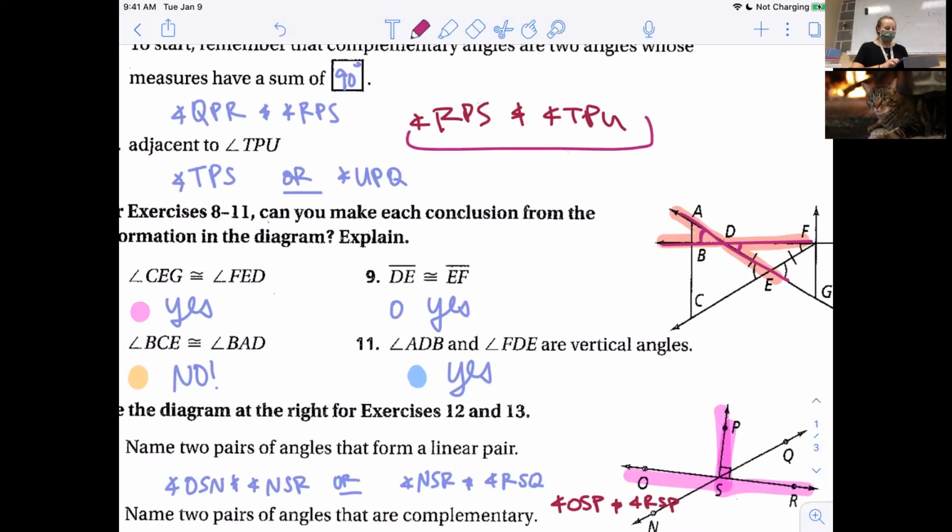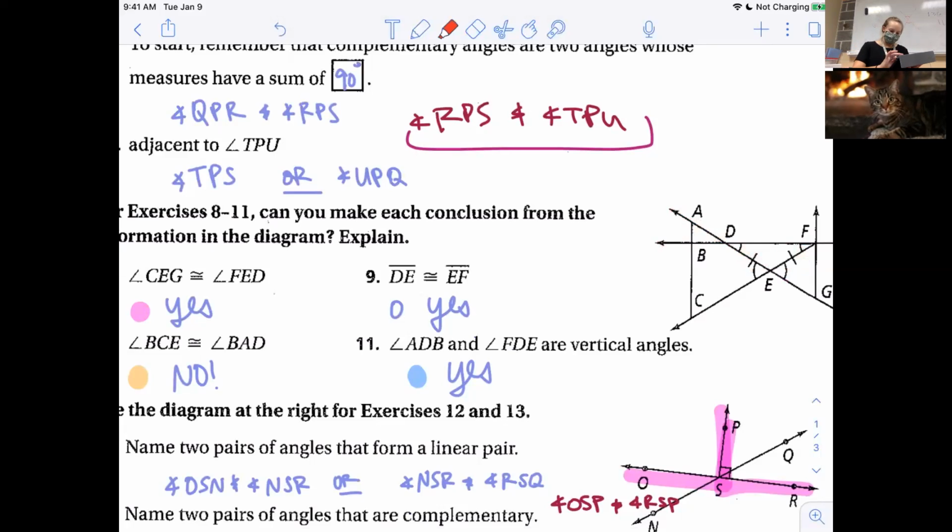So like number 9, the segments were marked. Like the segment DE and FE were marked as congruent. So because these little congruent marks are there, that means that those segments are congruent. Number 9 was because I knew they were vertical angles. I knew that vertical angles are congruent. The orange one didn't work.